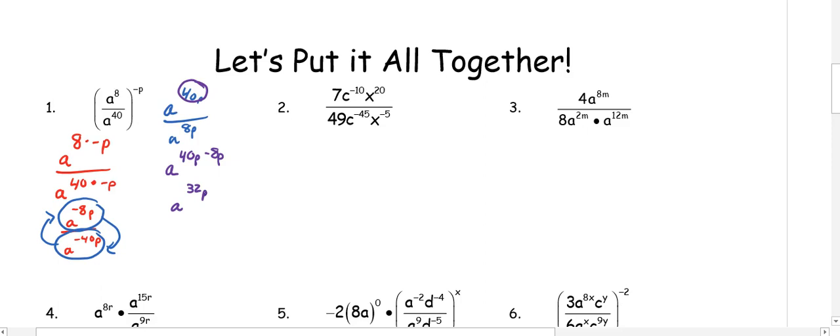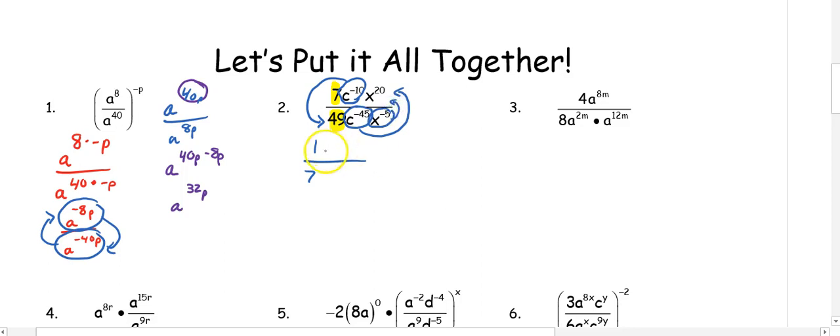In number 2, we have some numbers that right off the bat we can reduce. So we have 7 and 49. Both of those numbers are divisible by 7. So I'm going to have 1 over 7. Then notice we have some negative exponents, so we need to move those. So c to the negative 10th needs to move to the denominator. C to the negative 45th needs to move to the numerator. And x to the negative 5th needs to move to the numerator.